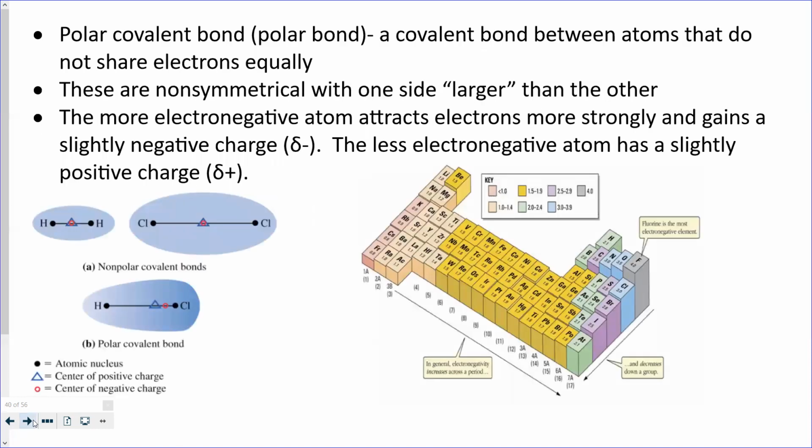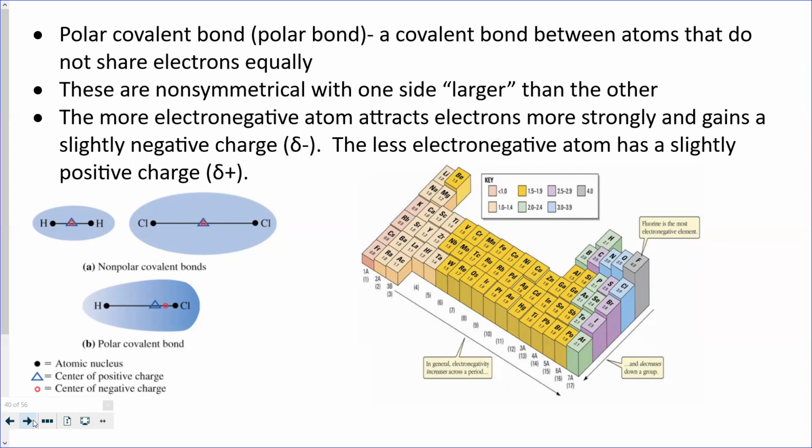What we also end up with are polar covalent bonds or polar bonds. These are covalent bonds between atoms that do not share electrons equally. So atoms that have different electronegativity values are not going to share electrons equally. One of them will be more electronegative or stronger than the other and kind of hog all of the electrons. These are going to end up being non-symmetrical, with one side being larger or having more electrons than the other.